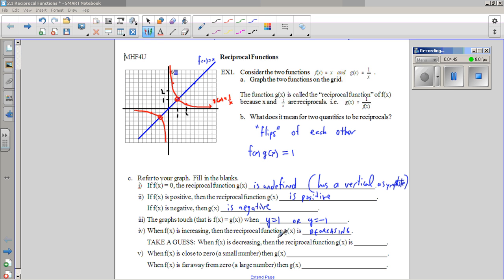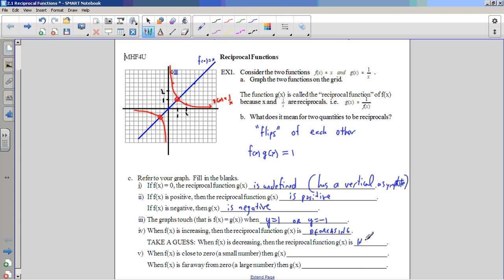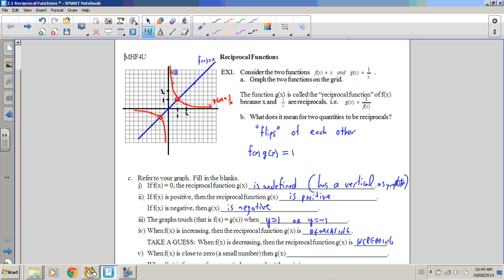Oh, yes. I have two things, and their product is 1. This one's going up. What has to be happening to this one? It has to be going down, right? for them to have a constant product. So let's take a guess. When f of x is decreasing, then the reciprocal function is, so if this is going down, that one must be going up, right? Hopefully that makes sense to you.